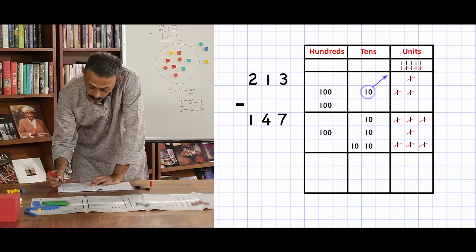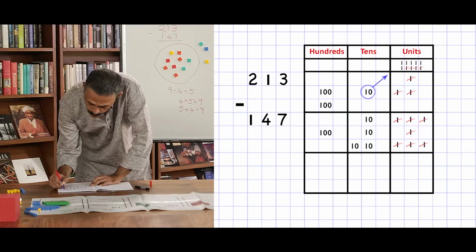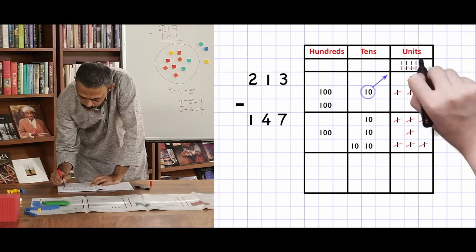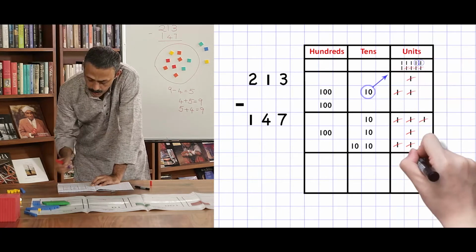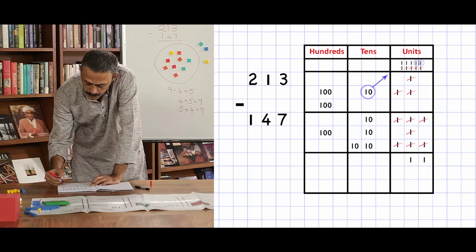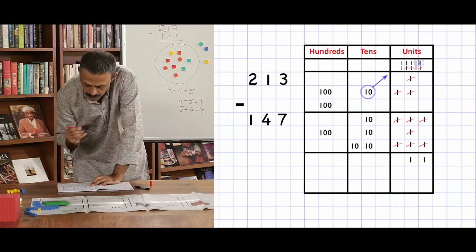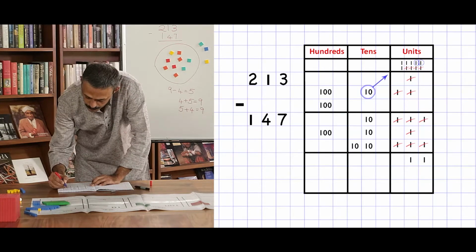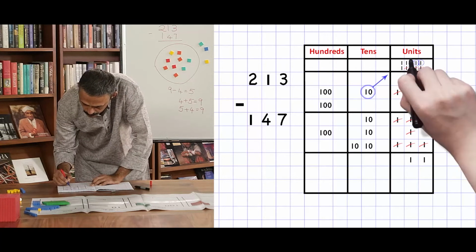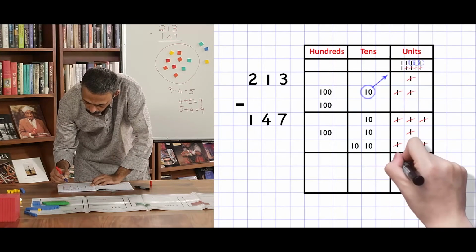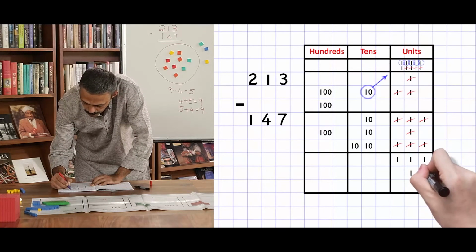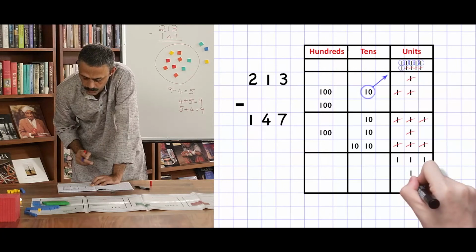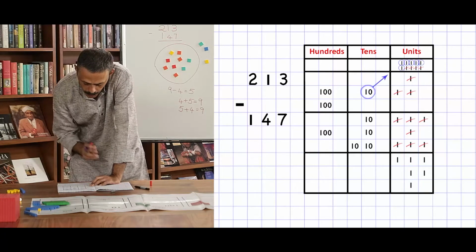How many units are left? 1 unit, 2 units, 3 units, 4 units, 5 units, 6 units. Just as I count it here, I have to write it down here. So, 6 units are left.